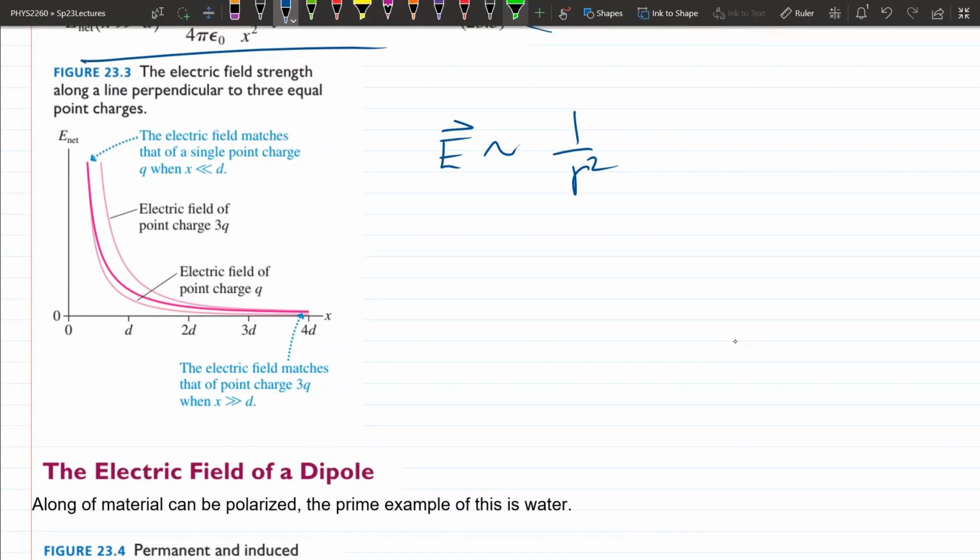Be a little careful. A lot of people think, oh, that looks like an exponential decay. It's not an exponential decay. It's a 1 over r squared law.